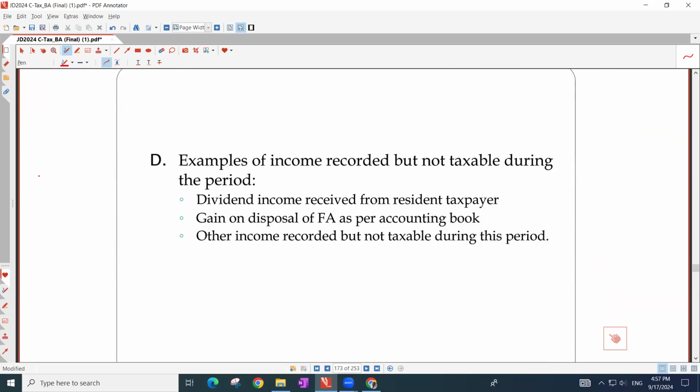And section D, they said this is less. What they said, example of income recorded but not taxable. Some income you record in the accounting profit and loss account, but it's not taxable from a tax perspective.